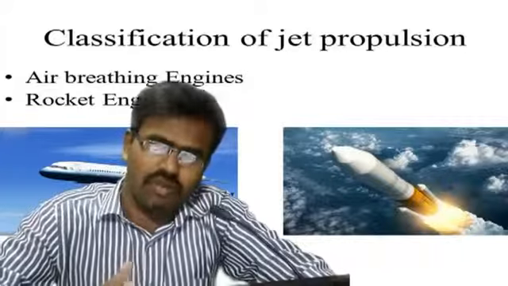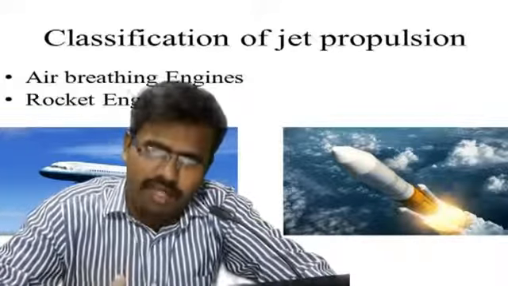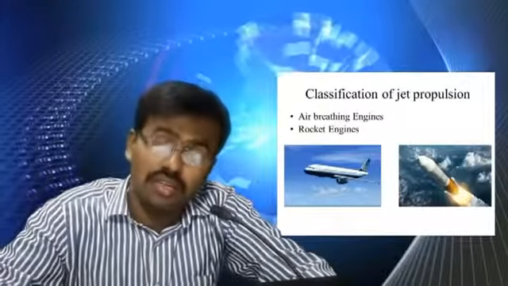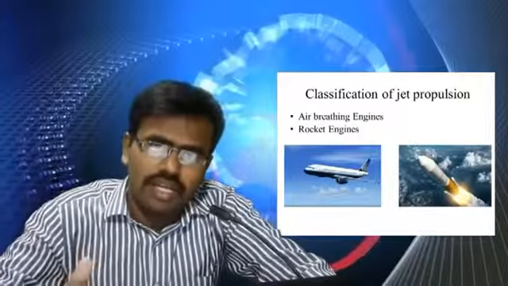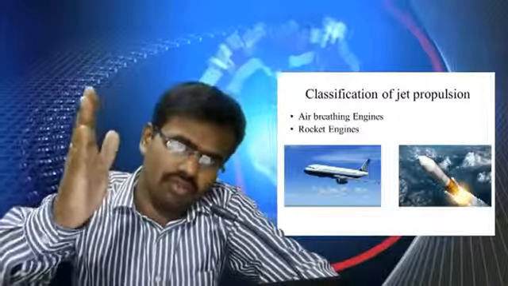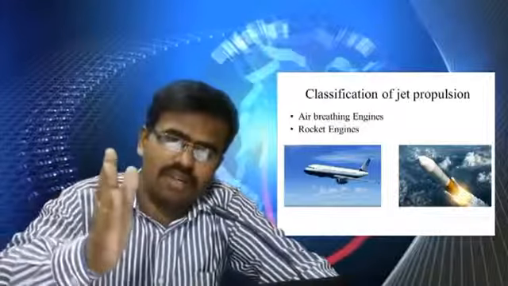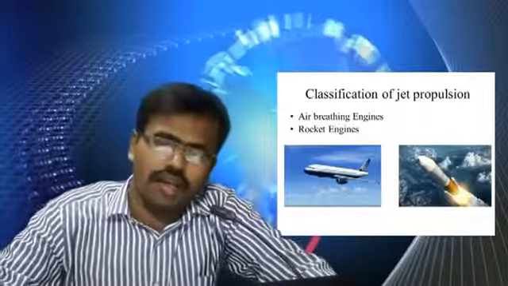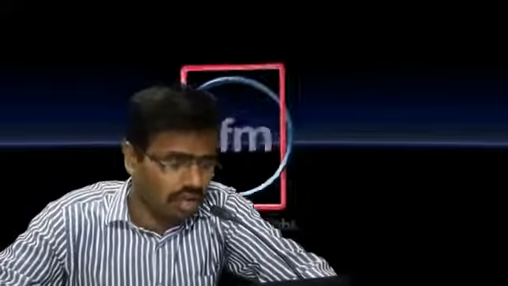Now there is a classification of jet propulsion. Basically, jet engines are divided into two types: air breathing engines and rocket engines. The air breathing engine is so called because the surrounding air is sucked in through the diffuser. First of all, we have a subsonic diffuser. Then next we have the compressor and combustion chamber. Next is the classification of jet propulsion, which is divided into two types: air breathing engines and rocket engines.